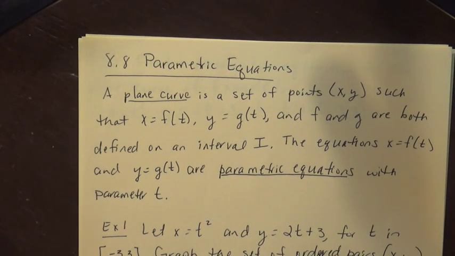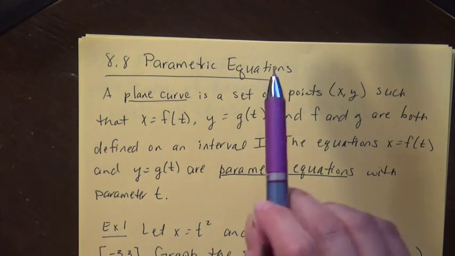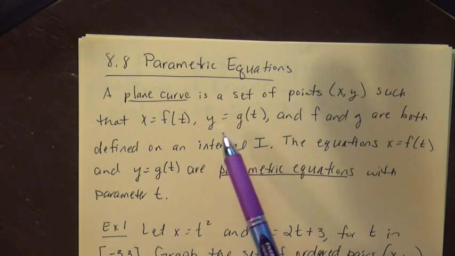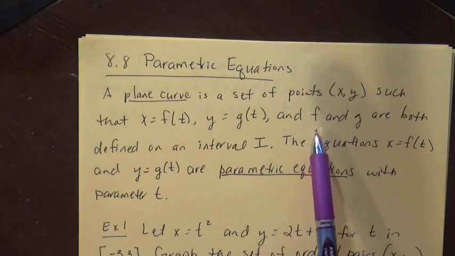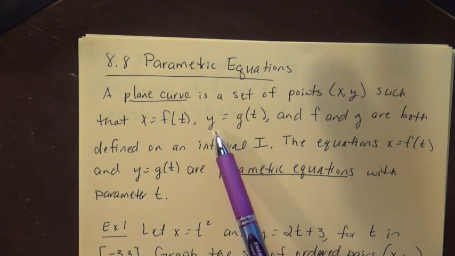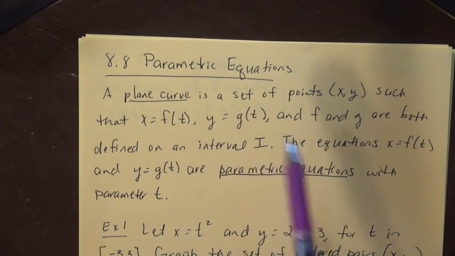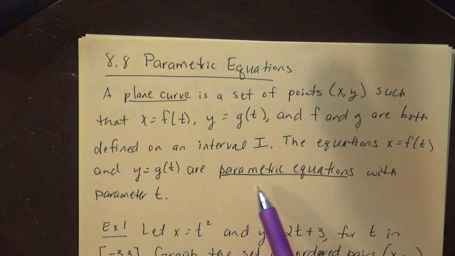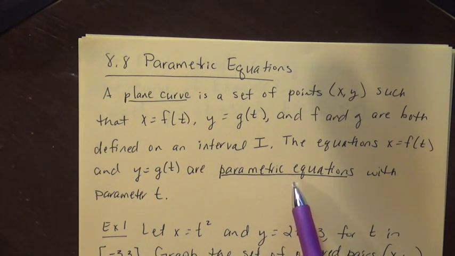Section 8.8, we'll be discussing parametric equations. We're going to start with just a couple of basic definitions. A plane curve is a set of points x, y such that x equals f of t and y equals g of t, and f and g are both defined on an interval I. So you've got two separate functions that are defined in terms of t. The equations x equals f of t and y equals g of t are parametric equations with parameter t.